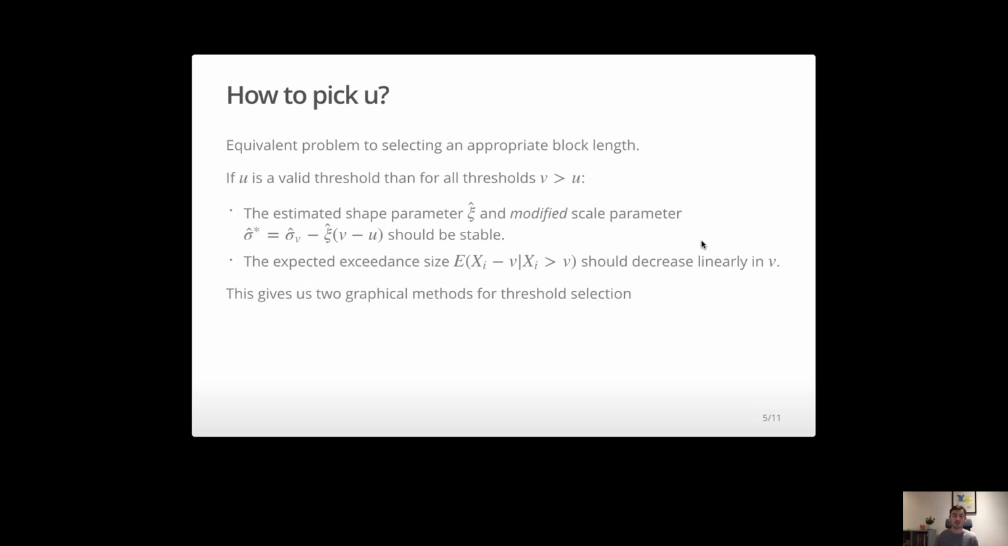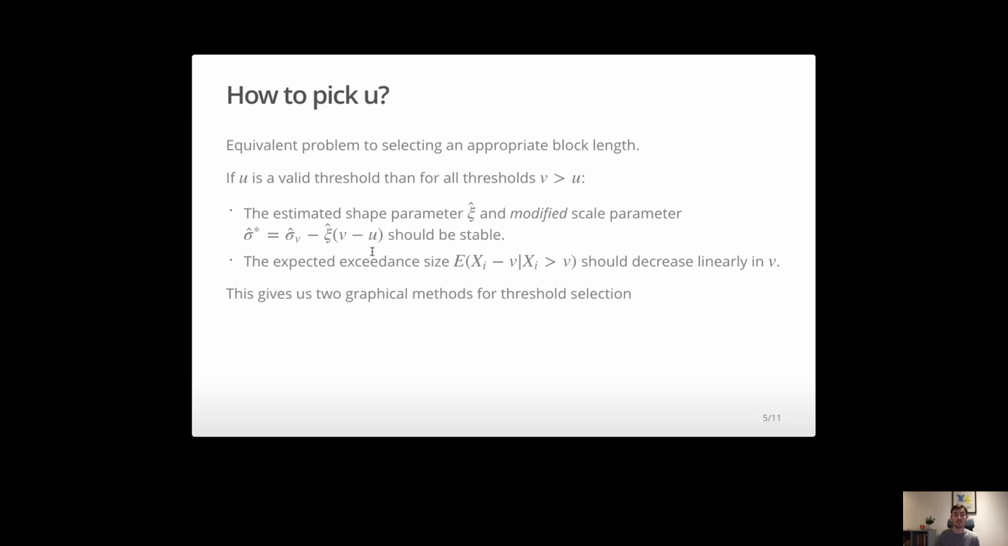To help us in picking what this threshold u should be, we can appeal to 2 properties of the generalized Pareto distribution. If a threshold u is a valid threshold for the generalized Pareto distribution, then for any higher threshold v, the estimated shape parameter above u and above v should be consistent with one another. And the same can be said about the modified scale parameter. Remember that the scale parameter for the GPD is dependent on the threshold that we pick. But by making this transformation to sigma star equal to sigma_v minus psi times (v minus u), we get a scale parameter that is invariant to threshold choice. So what this means is we can look at a range of thresholds and say, okay, for which thresholds are my estimates for the shape parameter and the modified scale parameter consistent? And that'll help inform our decision.